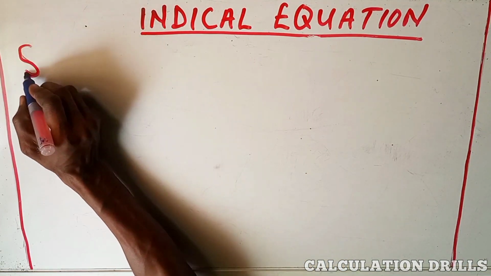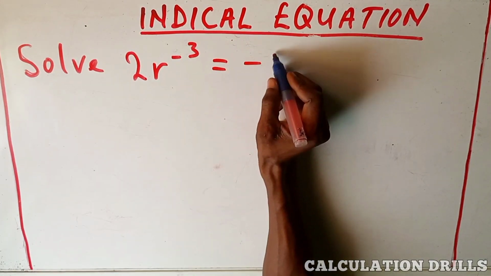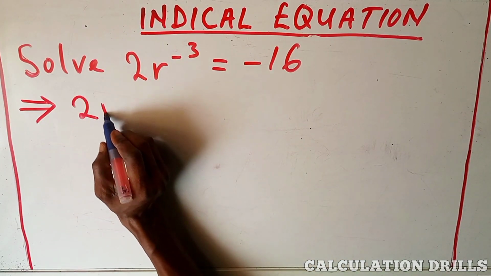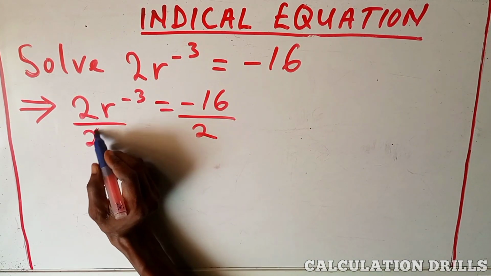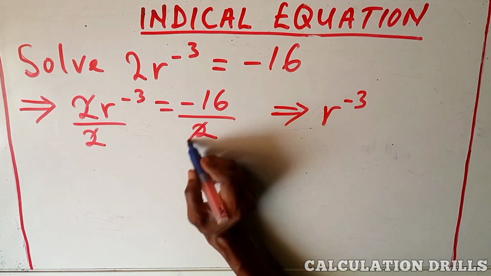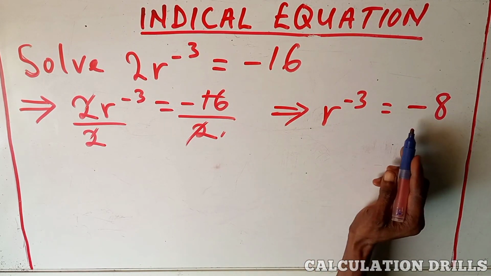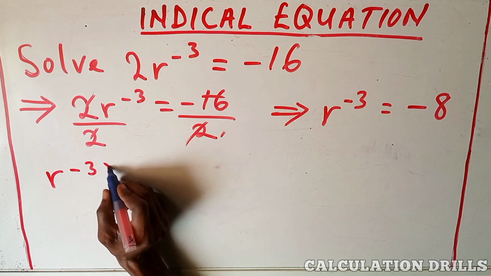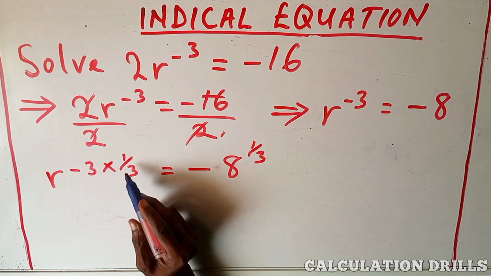The next example, solve 2r raised to power minus 3 equals minus 16. So I'm rewriting the question. 2r raised to power minus 3 equals minus 16. The first thing is to divide both sides by 2. That gave us r raised to power minus 3 equals minus 8. Remember we are solving for r. So we need to eliminate that 3, and we need to multiply both powers by 1 over 3. That is what we did there.